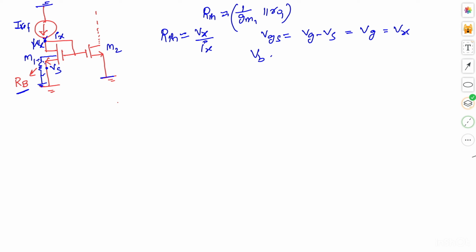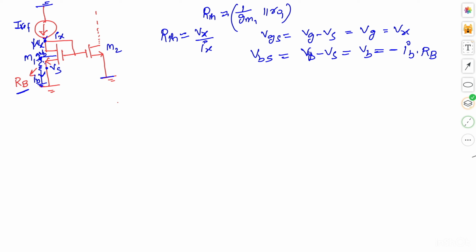Right? If I try to find the value of VBS, that will be equal to VB minus Vs. Vs is again 0, so I can write it as VB. And we are calling this node, this voltage, VB. So if I try to find the value of VB, I can simply write it will be equal to minus of IB into RB. Let's assume the current which is flowing into the bulk is equal to IB only. Right, so this will be the value of VB.